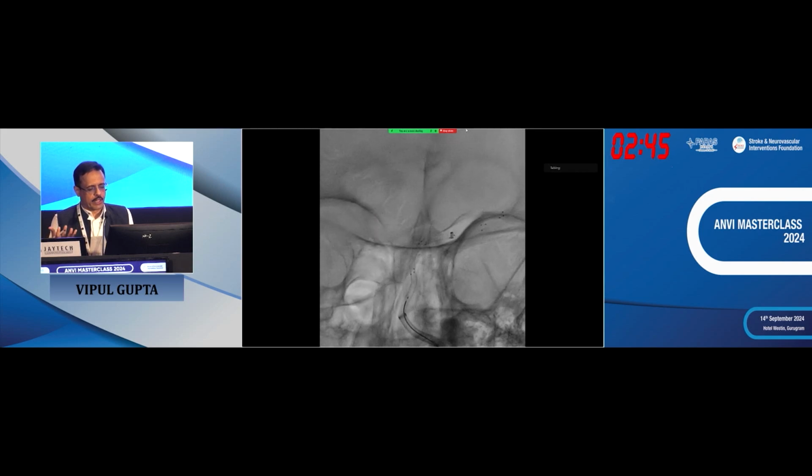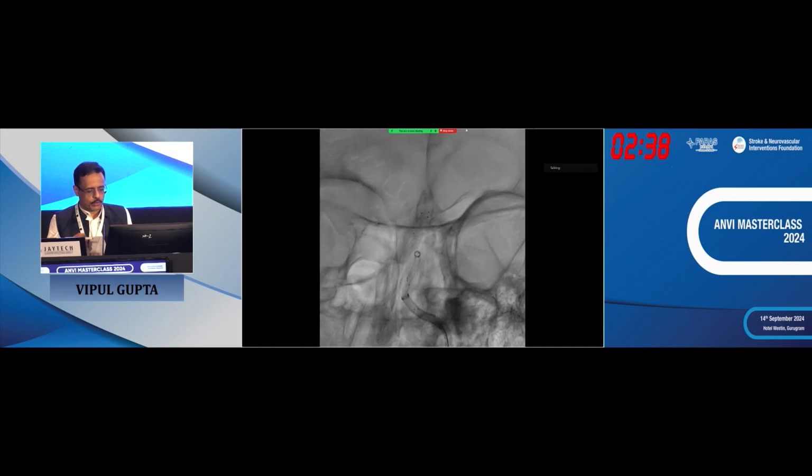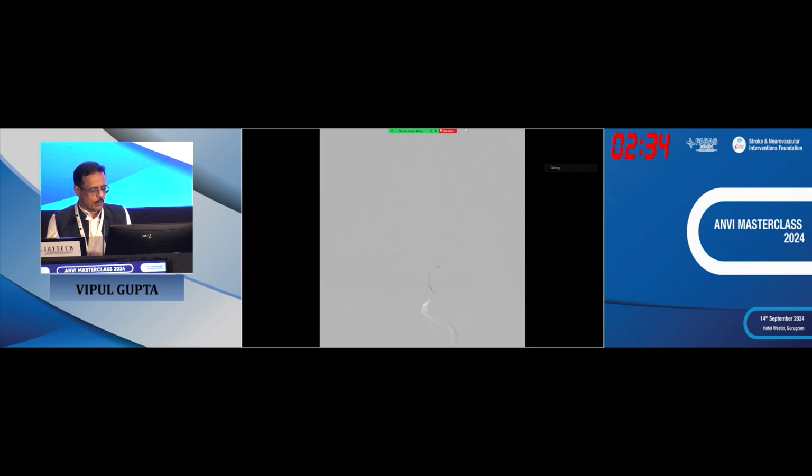So in a way, that's our standard approach in most of our cases anyway. And we take it out slowly. We don't pull out very suddenly. And under aspiration, with both the Neuron Max and the aspiration catheter, okay, we get a great recanalization.